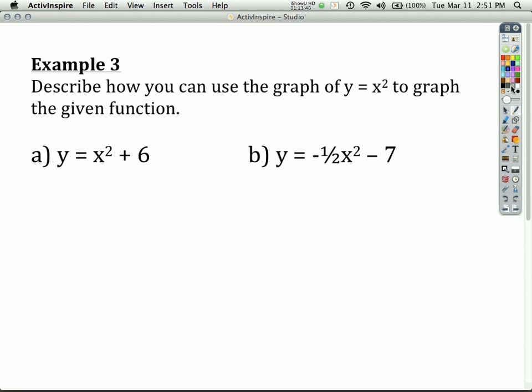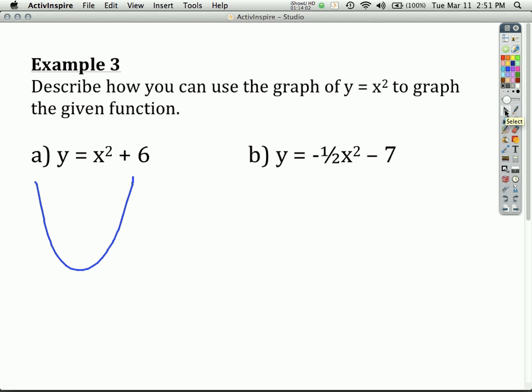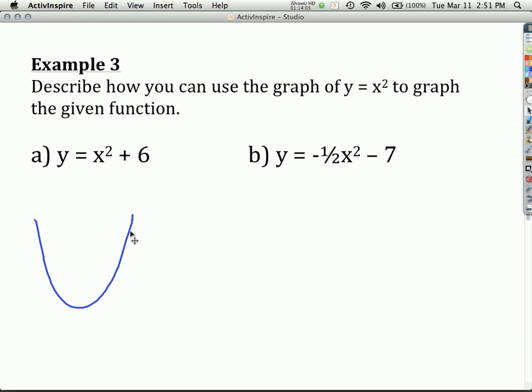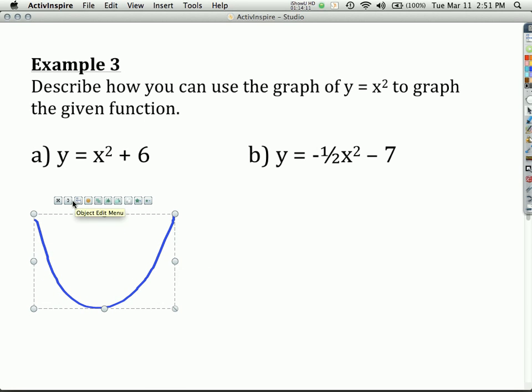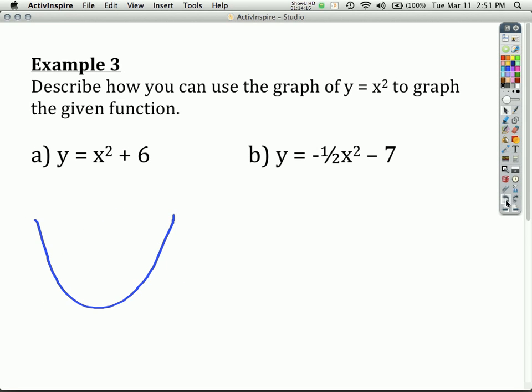So, in other words, if I had y equals x squared, what would I have to do to it to turn it into y equals x squared plus 6? I can do things like move it up or down, shrink it in or out, or reflect it. If I have the graph, what would I have to do to it to get this picture?